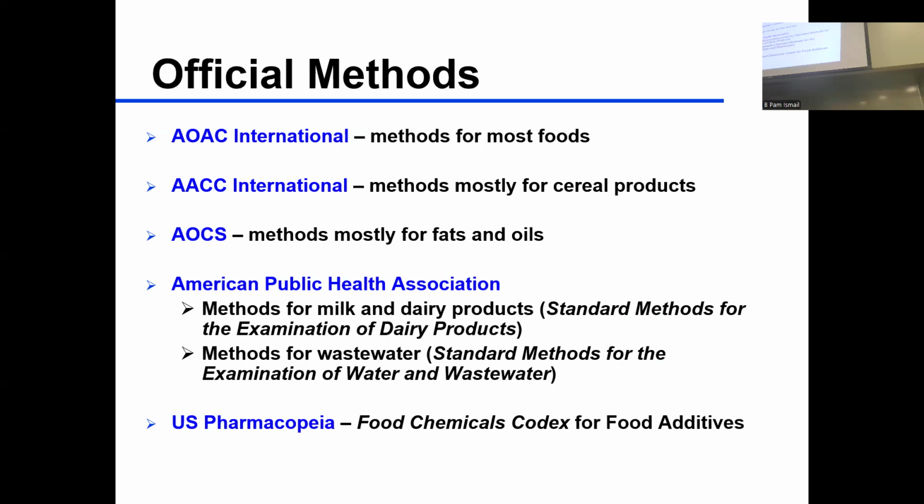AOCS is American Oil Chemists' Society, mostly for fats and oils, but they have a lot of protein-related tests in there as well. And then there are others, like the American Public Health Association. They have standard methods for dairy. And then there are also standard methods for wastewater. And then we have the US Pharmacopoeia, which is Food Chemicals Codex. So there are a lot of different organizations and a lot of different standardized methods of analysis.